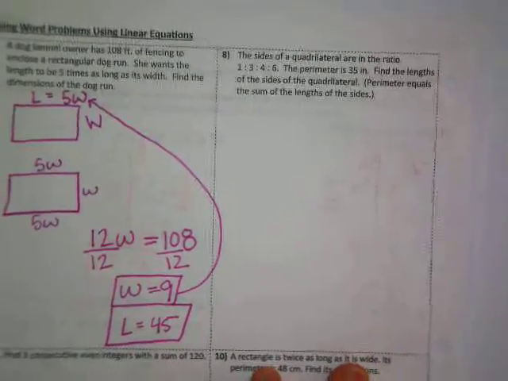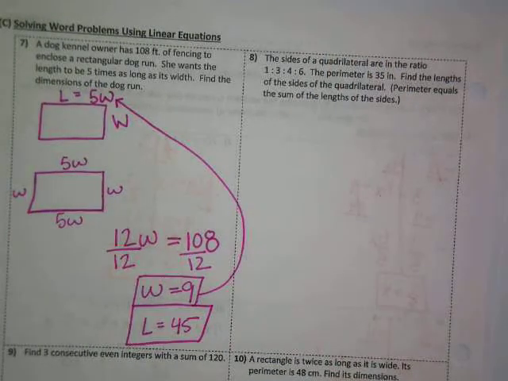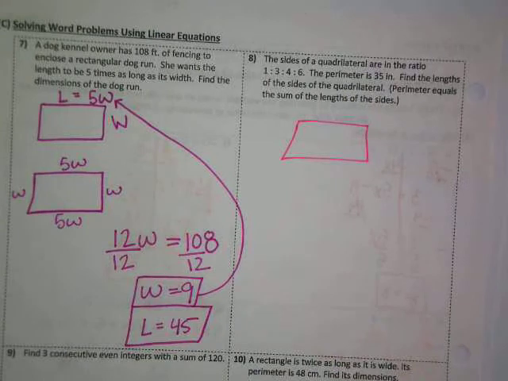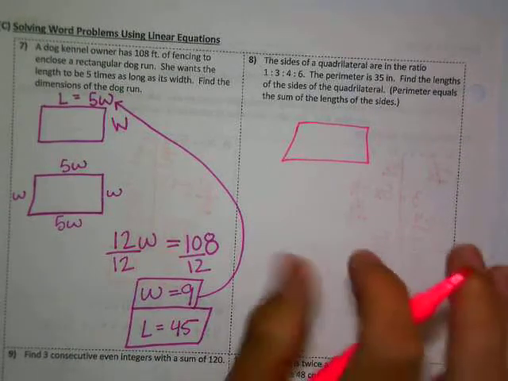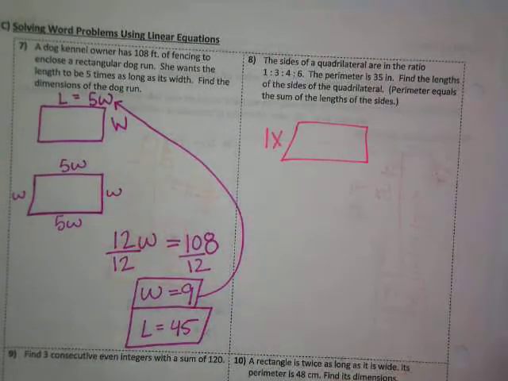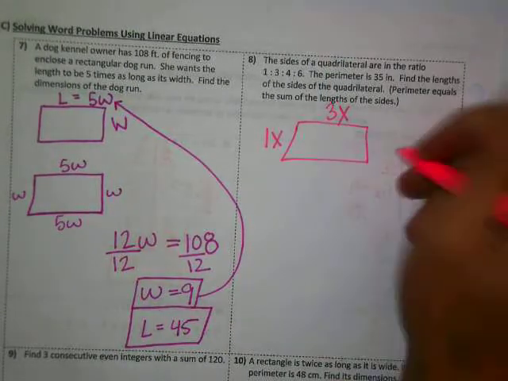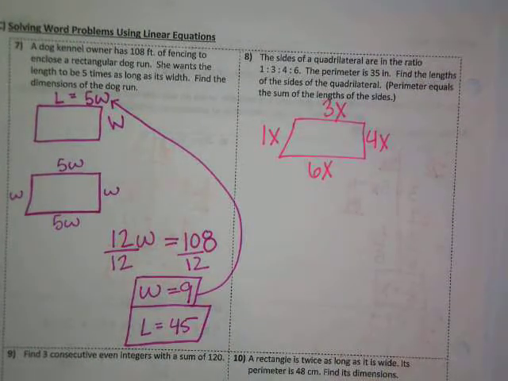Okay, jump over to number 8. Number 8 says the sides of a quadrilateral are in the ratio 1, 3, 4, 6. The perimeter is 35. Find the lengths. All right, so I have this quadrilateral. It's not a rectangle because the sides are all different. They're in this ratio right here. So ratio is kind of like multiplying, you know, proportions. So if this side is 1x, I know I have a side that's 3x, another side that's 4x, and another side that's 6x.